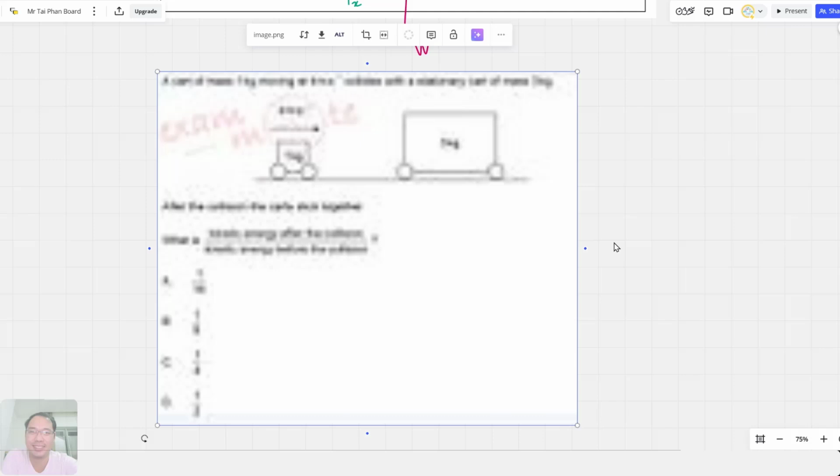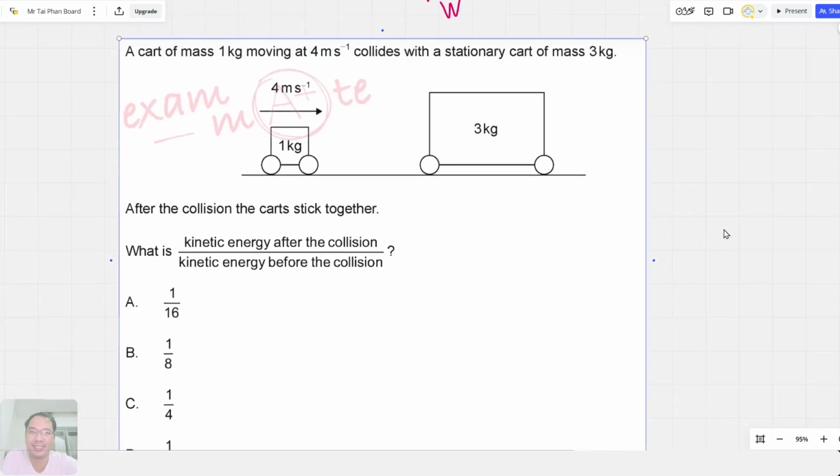Okay. Given the mass of one object is 1 kilogram, the mass of the other is 3 kilograms, the velocity of one object is 4 meters per second to the right. And the question is the ratio of kinetic energy, after and before. They stick together after the collision. Stick together. Okay.